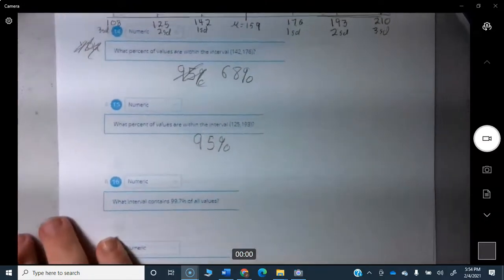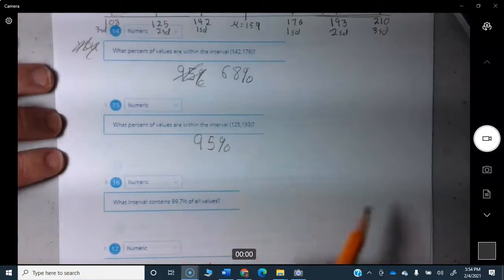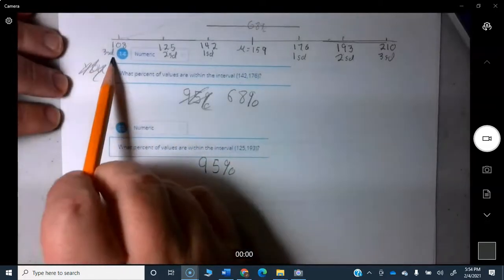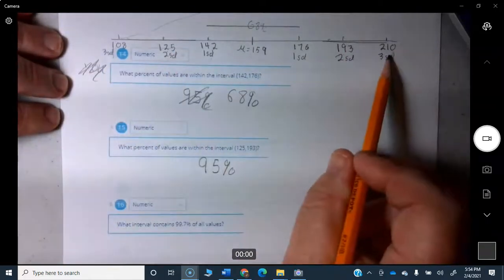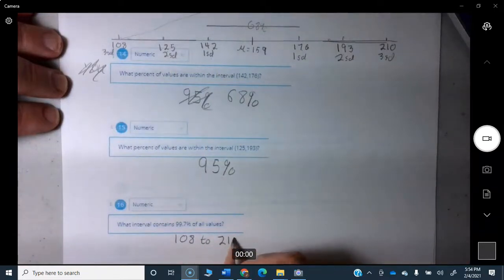Okay. What interval contains 99.7%? That's 3 standard deviations. Again, you kind of learn to recognize these numbers. So there's 3 standard deviations, 108 to 210. Plus or minus 3 standard deviations.